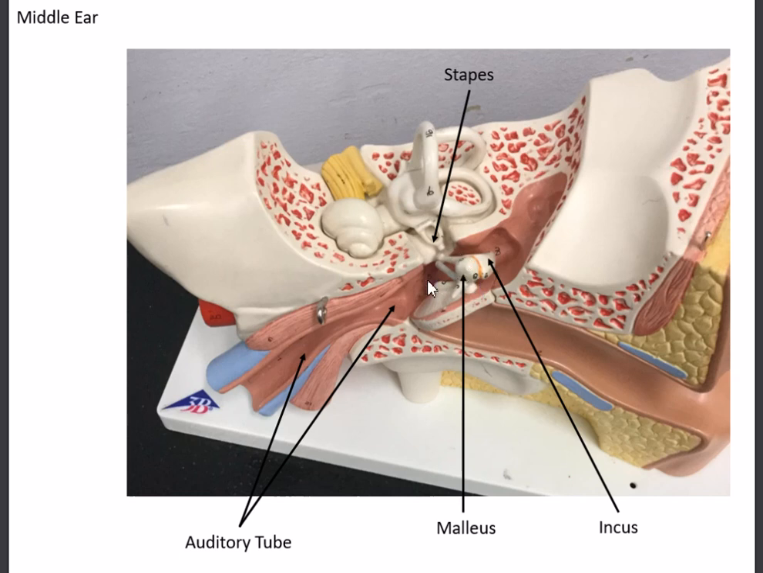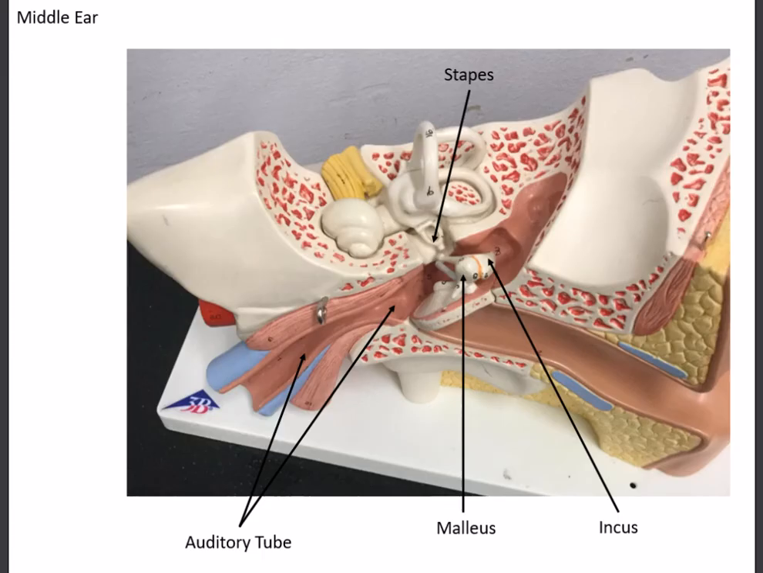So again, the main structures are the auditory ossicles, the tympanic membrane, and the eustachian tube. Right, I'm sorry, not the tympanic membrane, the auditory tube or the eustachian tube, right behind the tympanic membrane. And then the round window, which would release pressure from the cochlea.